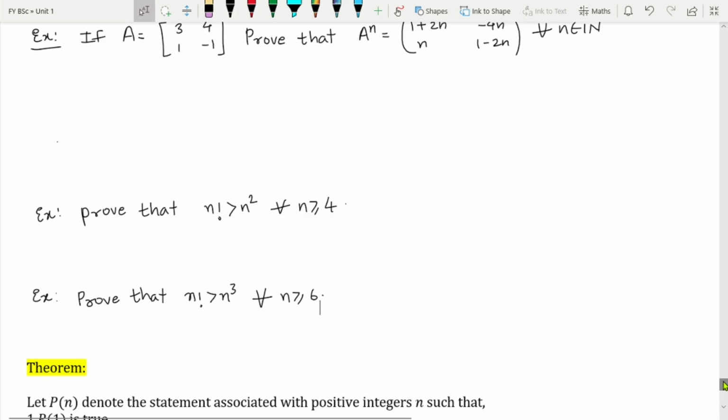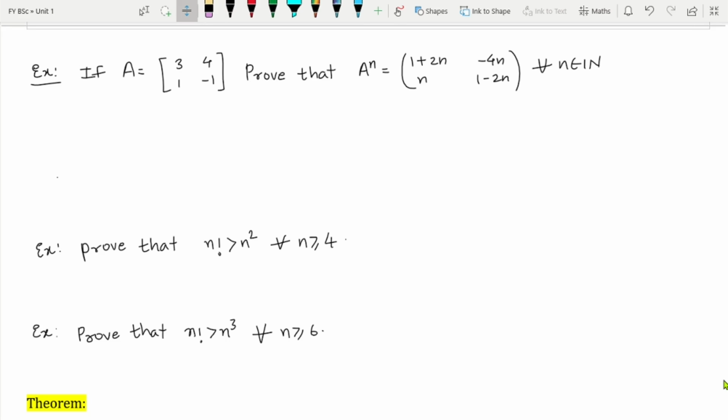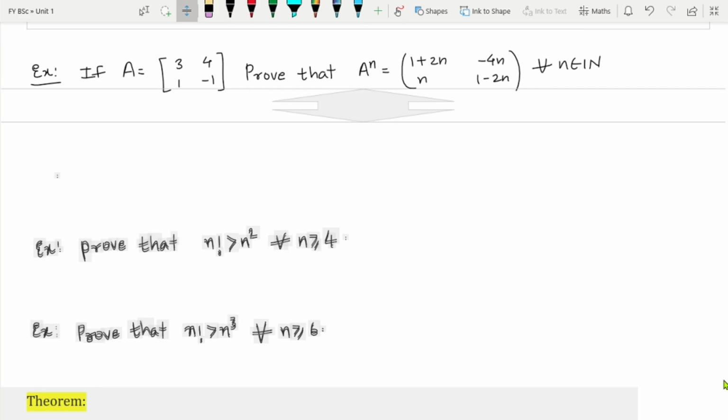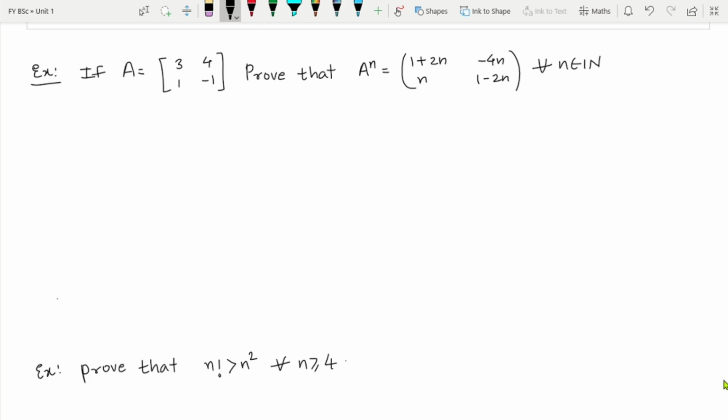Hello my dear students. So today we are going to go for solving some more examples on first principle of mathematical induction. So this example is really interesting and my favorite one. So over here a matrix is given to us and they have asked us to prove that A raised to n is equal to [1 plus 2n, minus 4n; n, 1 minus 2n]. So initially you might feel that this example is difficult, but that is not so.